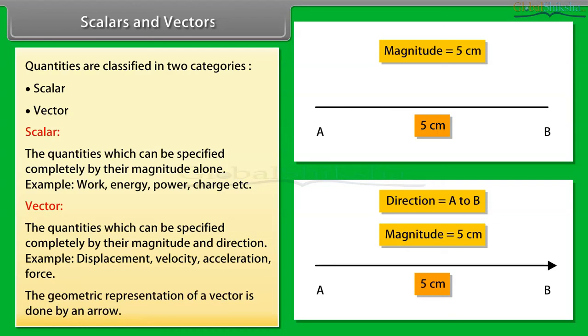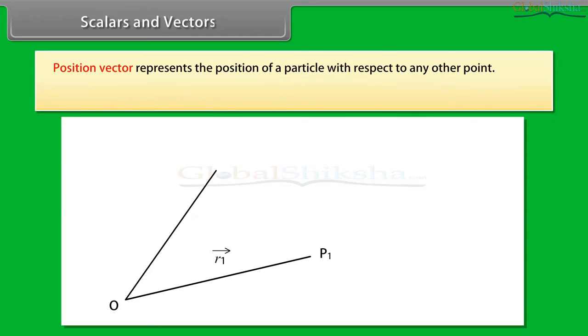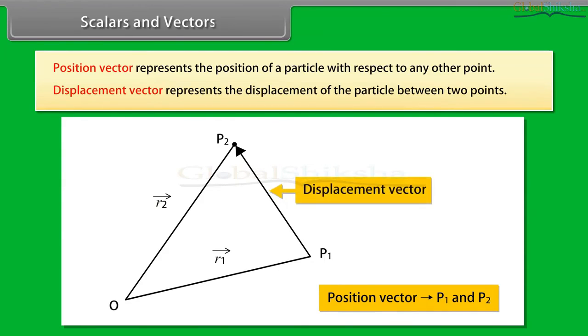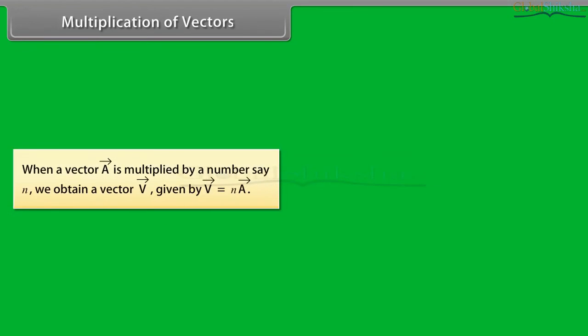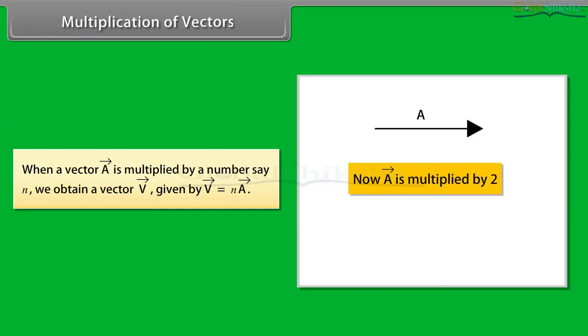The geometric representation of a vector is done by an arrow. Position vector represents the position of a particle with respect to any other point. Displacement vector represents the displacement of the particle between 2 points. Multiplication of vectors. When a vector A is multiplied by a number, say n, we obtain a vector V given by V vector is equal to n into A vector. Let's take an example. If a vector A is multiplied by 2, the resultant vector 2A is in the same direction as A vector and has a magnitude twice that of A vector.